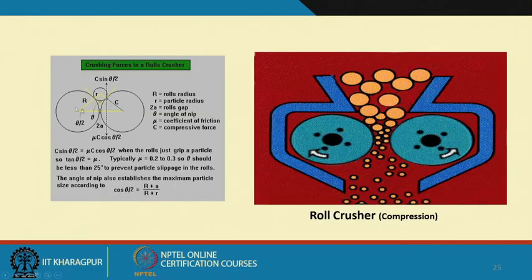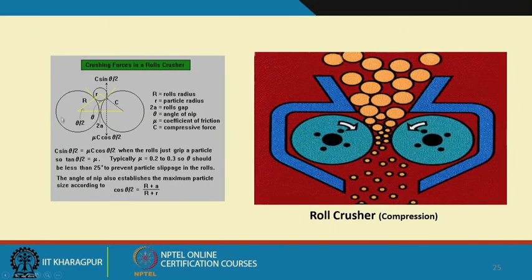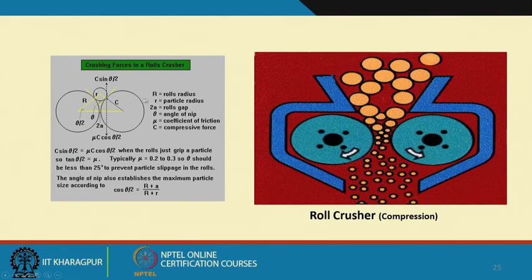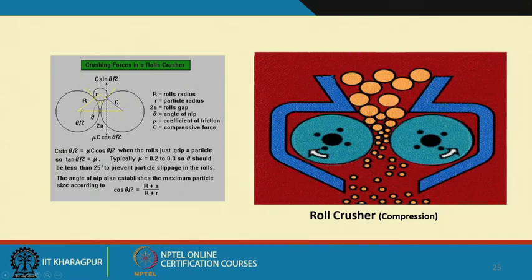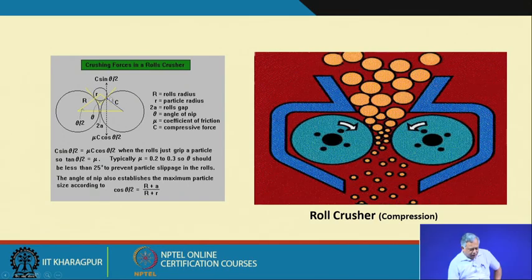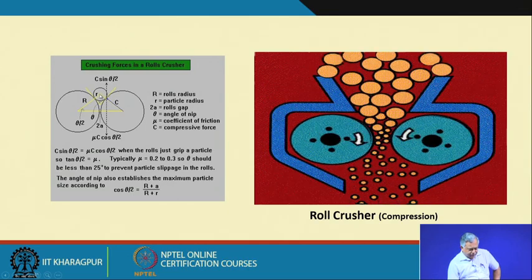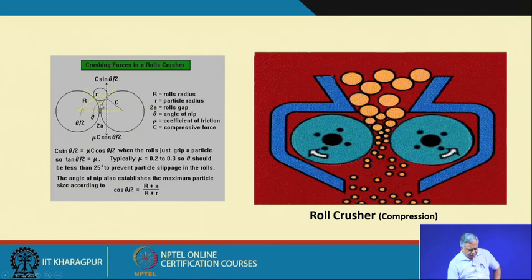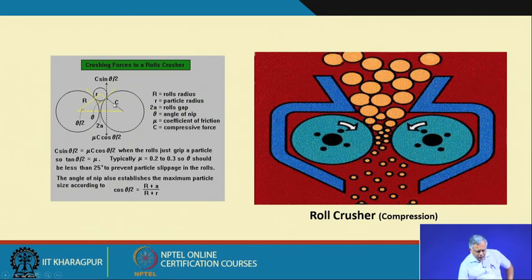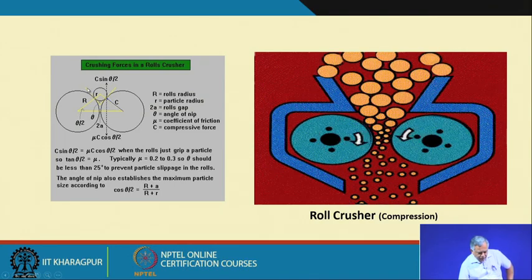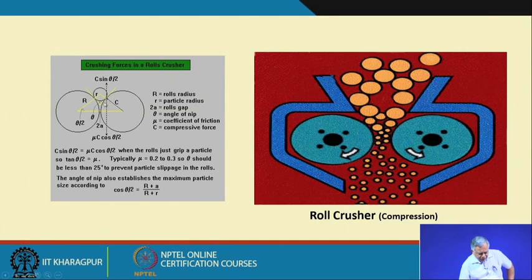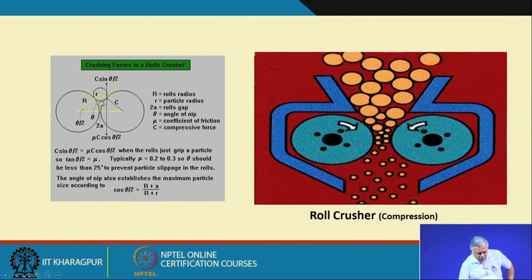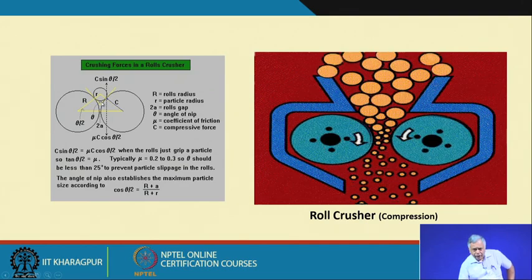Now, if I look here, suppose I have two rolls, and the roll radius is designated as capital R. We assume that the particle is spherical, and the particle radius is represented as small r. This angle between these two roll surfaces and the material being crushed is theta, and that is called the angle of nip. That is very important to know.